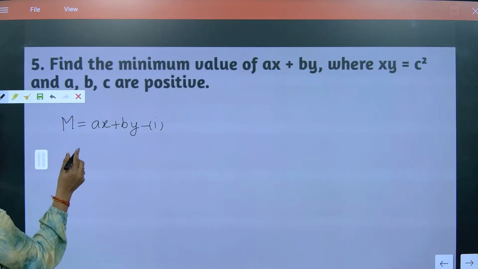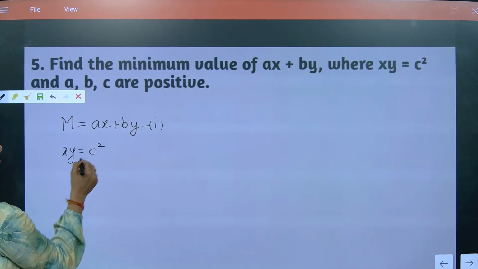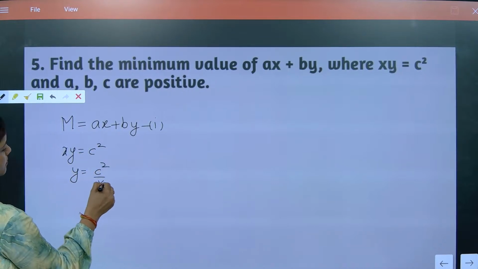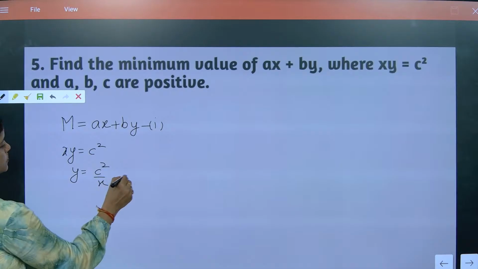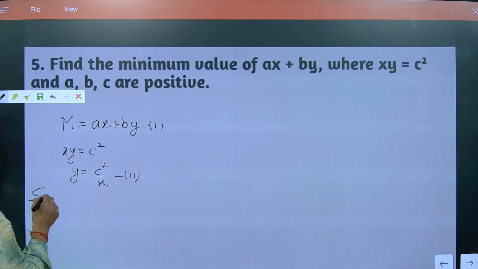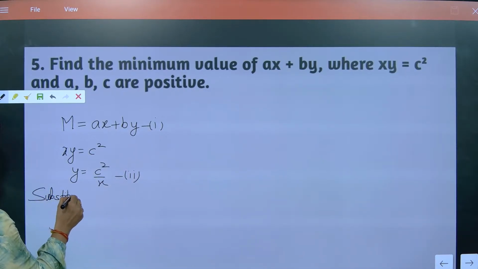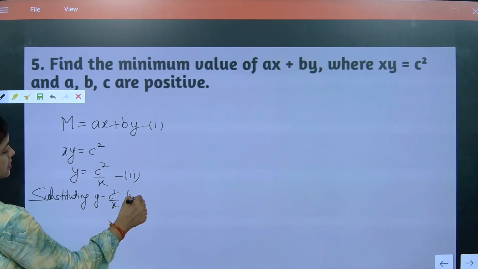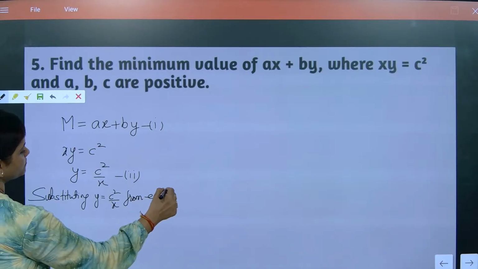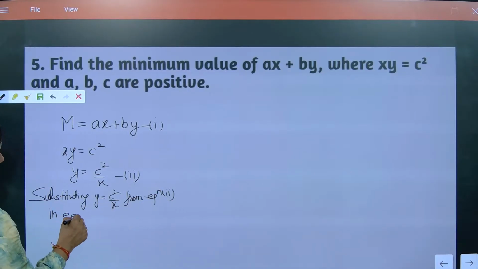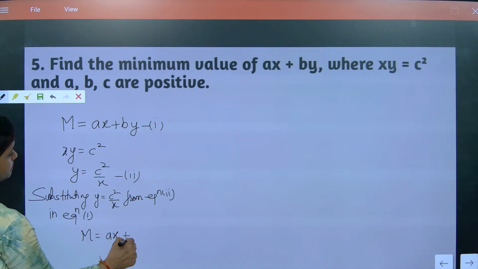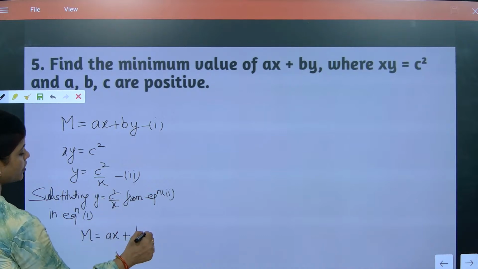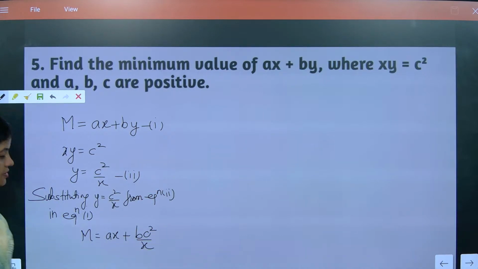Now xy is equal to c square. So y is equal to c square by x. We will substitute there. So this will become equation 2. Substituting y is equal to c square by x from equation 2 in equation 1. So here it is coming m equal to ax plus b. Instead of y, what you will write? C square by x. Done till here?